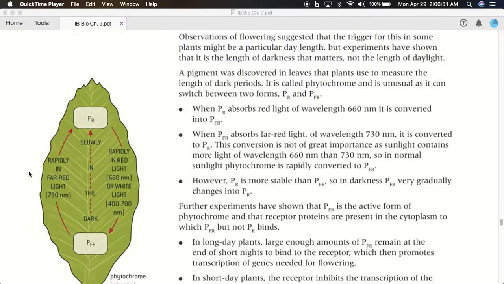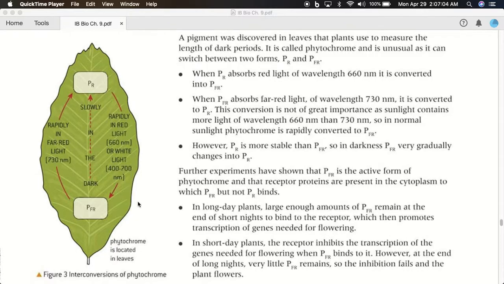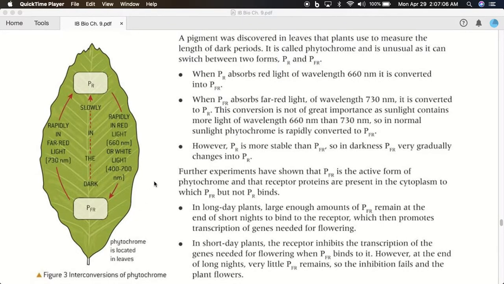So the pigment that we need to know about is called phytochrome, and it has two different forms. It can either be phytochrome R or it can be phytochrome FR. And there's a couple things that you need to understand about how this phytochrome works. When phytochrome R absorbs red light, it gets converted into phytochrome FR.